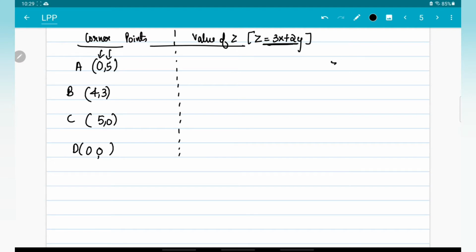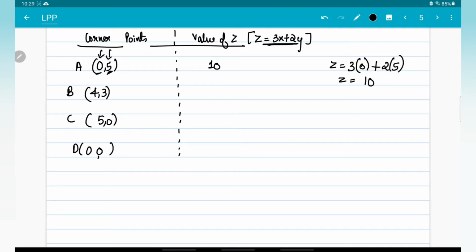For the first one, z is equal to 3x plus 2y. In place of x, I'll substitute 0, and in place of y, I'll substitute 5. So 3 times 0 plus 2 times 5. Now when I solve this, I get the value as 10.